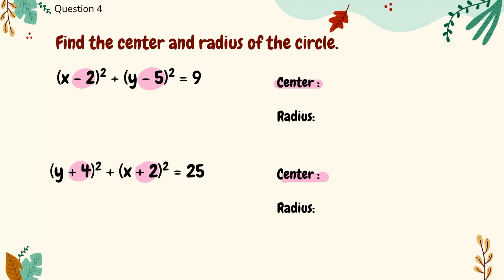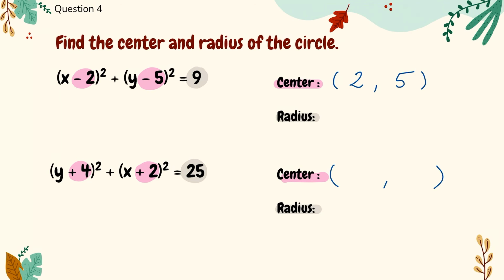And then the radius is going to come from this number here. And then I'm going to start with the center for each one of those. Okay, so my center for the first one, negative 2 is going to be positive 2. Negative 5 is going to be positive 5. And then my center for the second one.